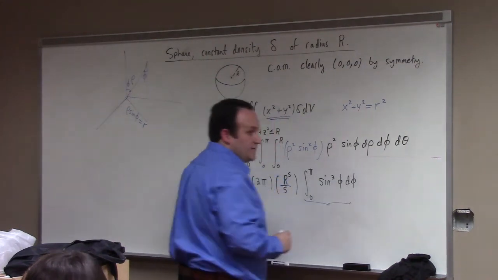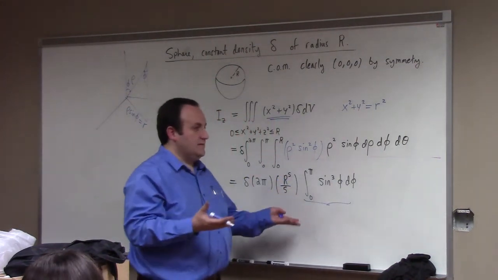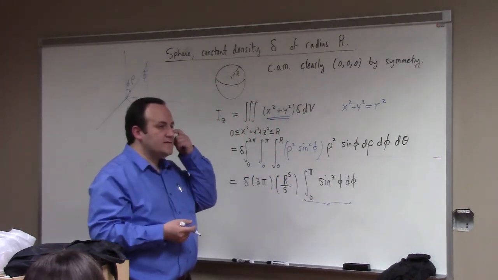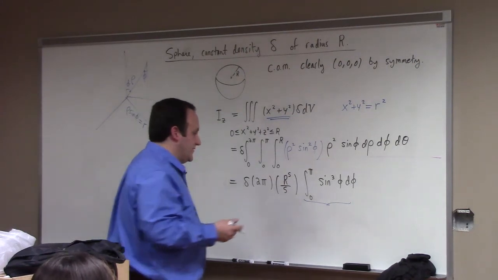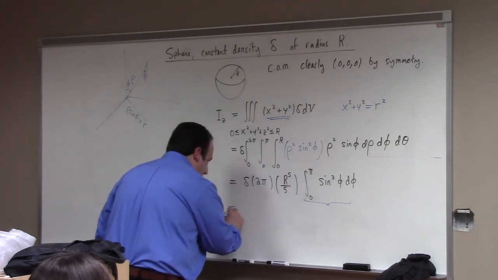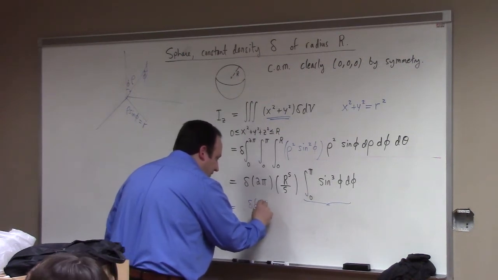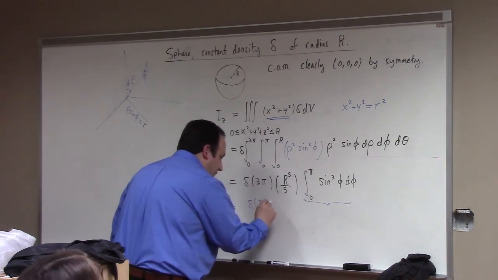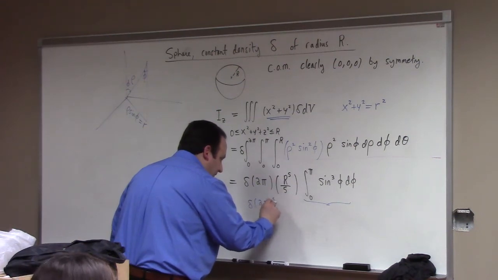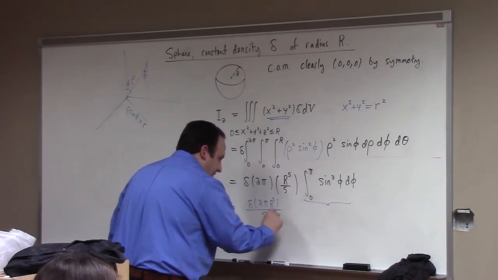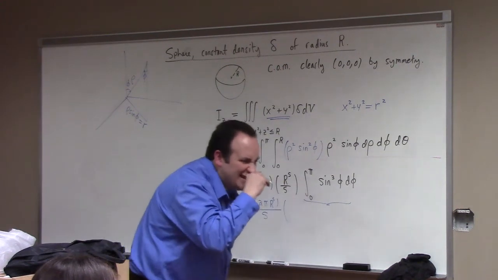So that's why this integral, the sine phi, oh, wait a minute. I've got to think about this. Oh, it actually all matters. All right, anyway, so I'll write down here. What do I got? I've got delta times 2 pi r to the 5th divided by 5, and then I've got to calculate, what did I work out to?